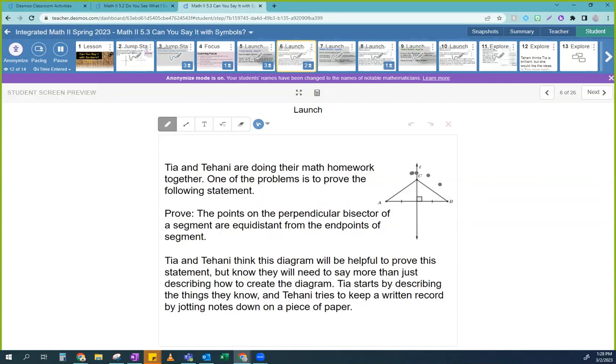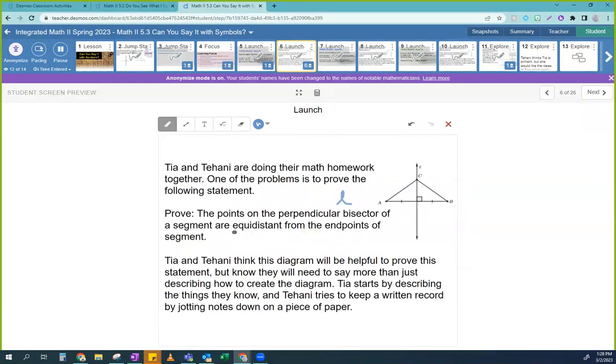Based on this diagram or any information that they give you, you're going to prove that the points on the perpendicular bisector of a segment, where's the perpendicular bisector of the segment? Which letter are we talking about? AB or line L? Very good, line L. L is the perpendicular bisector. So then I'm going to put an L here. So the points of the perpendicular bisector of a segment are equidistant.